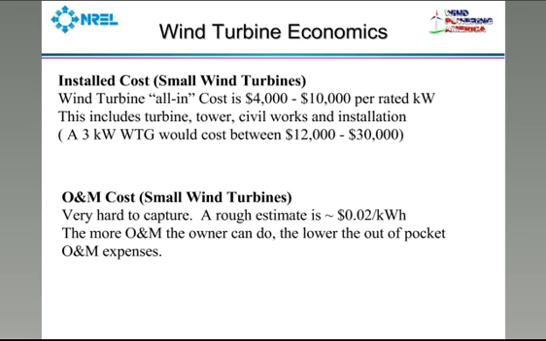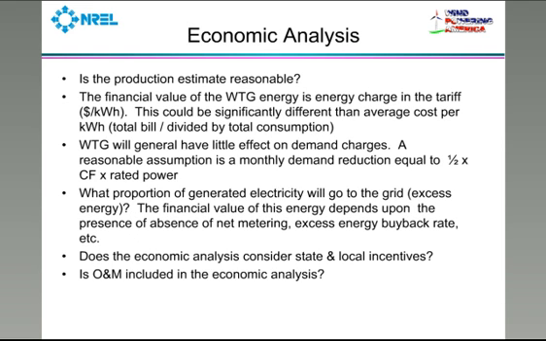the side, and as you get in the out years, it'll average out. You'll have to start paying some bigger money to do occasional replacements. And again, the more O&M and inspections the owner can do, the lower the out-of-pocket O&M expenses.